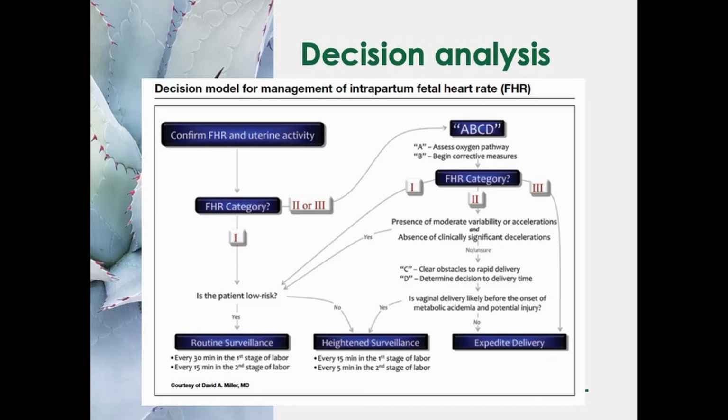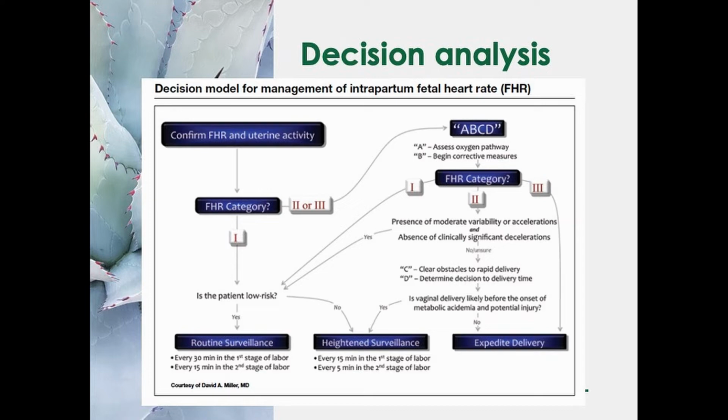We're going to go on alert. And I like Dr. Miller's algorithms because he uses ABCDs, which are really easy to remember. So A is we're going to assess the oxygen pathway. Where does the oxygen pathway start? It starts with mom and her breathing, okay? So the A's in an abnormal fetal heart rate, any abnormal, category 2 or 3, you want to check maternal vital signs and oxygenation, okay?